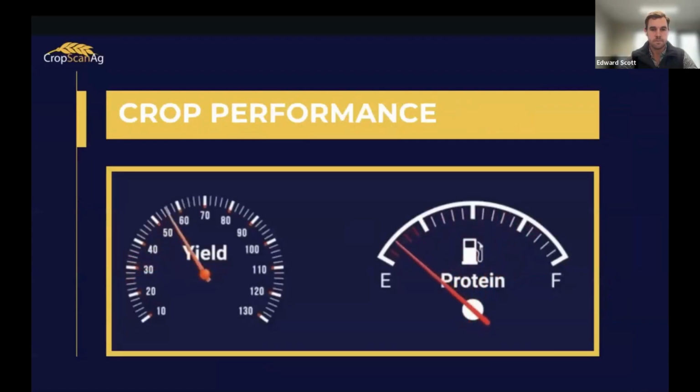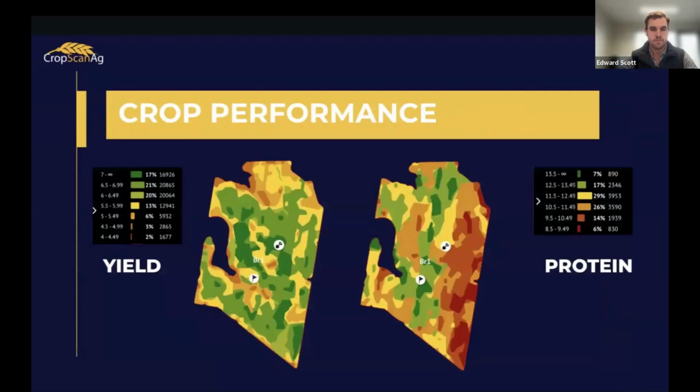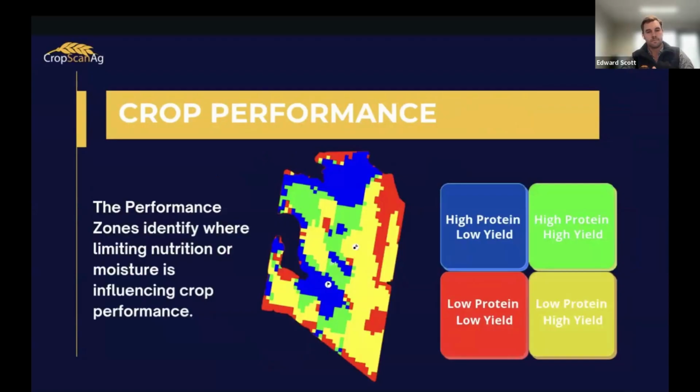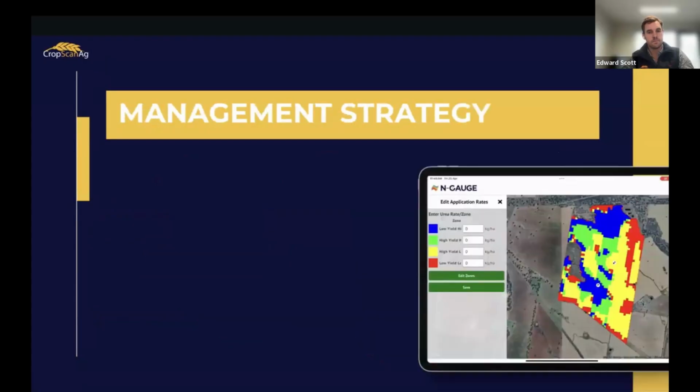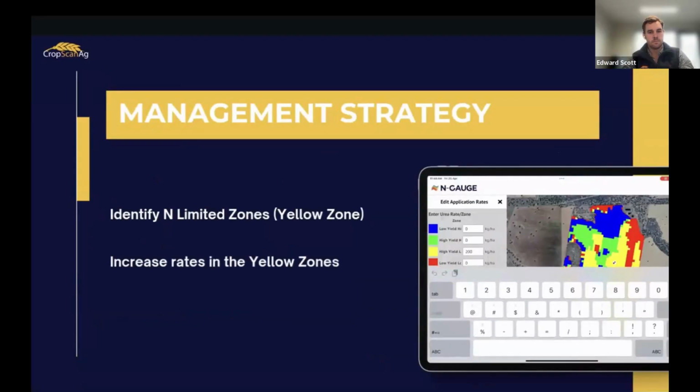By overlaying protein data onto yield maps, we unlock insights that yield data alone can't provide. This creates our protein by yield correlation quadrant map. Each quadrant tells a different story. Is your crop nitrogen limited, or was it held back by moisture stress or subsoil constraints? With protein data, we can see the why behind the what. These field performance zones identify where nutrition or moisture is limiting yield. So, from here, you can begin to make smarter fertilizer decisions. Start with identifying the N-limited areas of the field, or the yellow zones. Now using a fertilizer variable rate strategy, you can increase rates in the yellow zones and decrease in the blue zones.